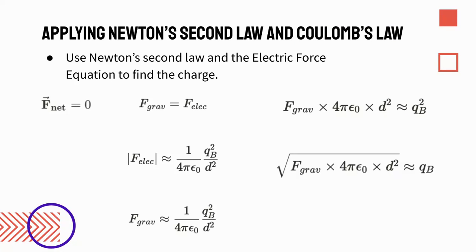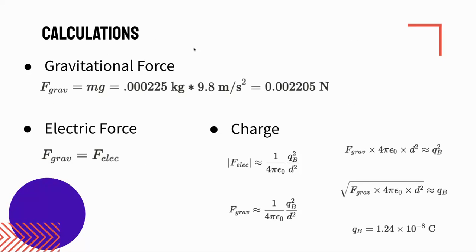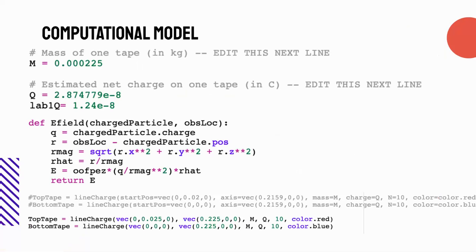On this slide, I show how I used Newton's second law and Coulomb's law to derive an equation for the charge of tape B. Because the net force is zero, the magnitude of the gravitational force is equal to the magnitude of the electric force. This is how I determined the charge in Lab 1. In Lab 1, I found the charge to be 1.24 times 10 to the negative 8 coulombs. To start my code for my computational model, I will assume the charge is the same.